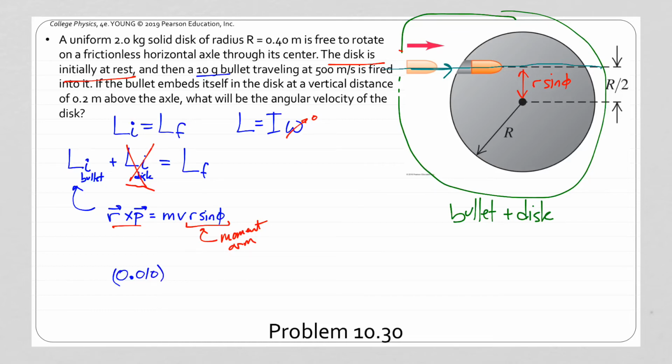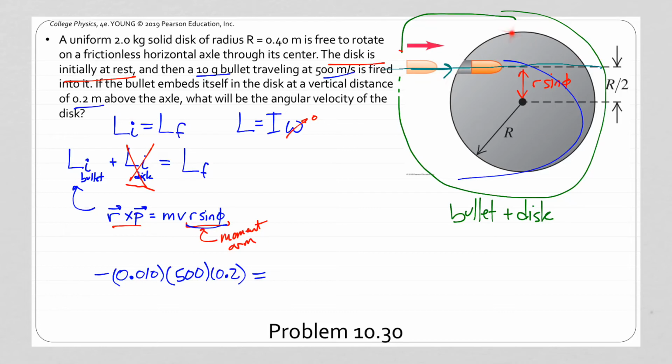So we'll put that in kilograms. Its v is the velocity of the bullet. That's 500 meters per second. And r sine phi is 0.2 meters. Notice as well, the bullet is going to tend to cause clockwise rotation. So we'll just call that negative because of the relative directions of r and p in that case.